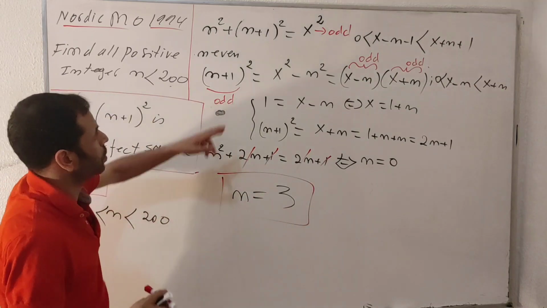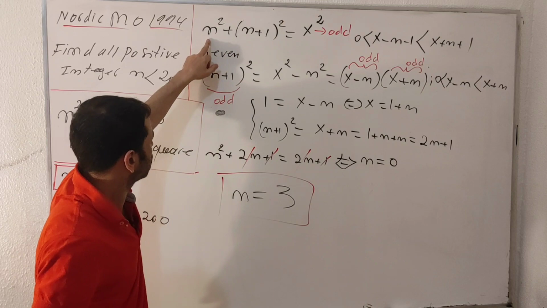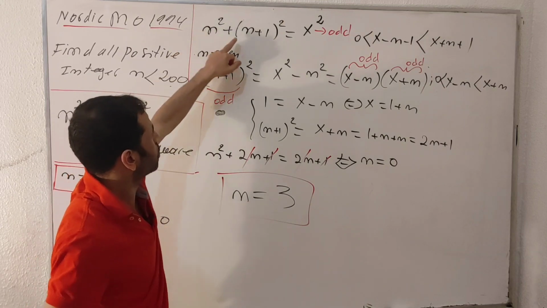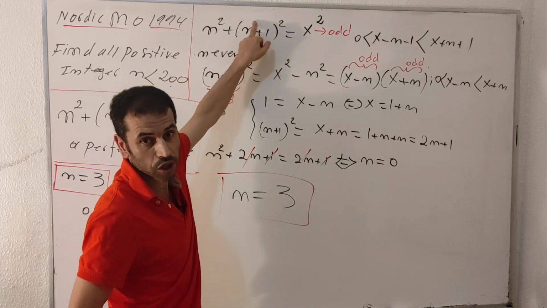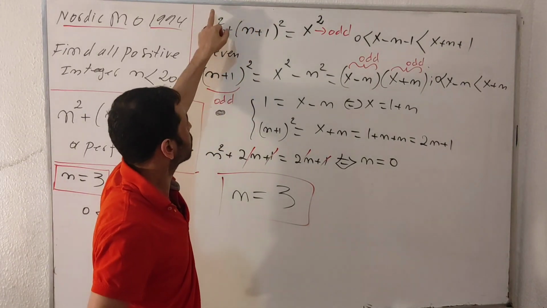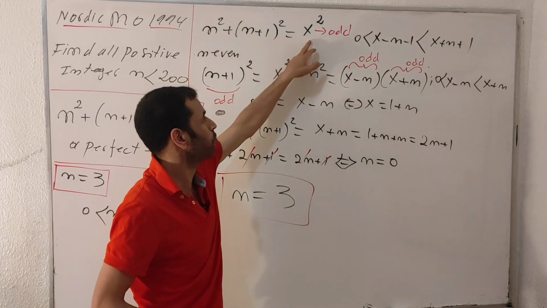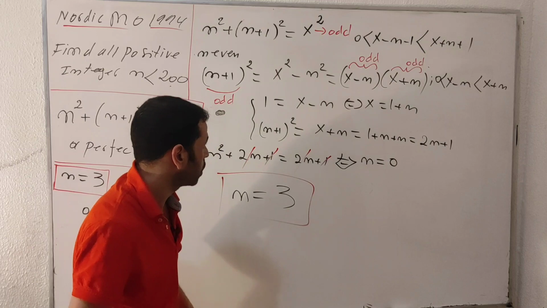n equals 3 makes this one a perfect square. Because 3 squared plus 4 squared, which is 9 plus 16, is 25. 25 is the same as 5 squared. Okay, so you have done this problem.